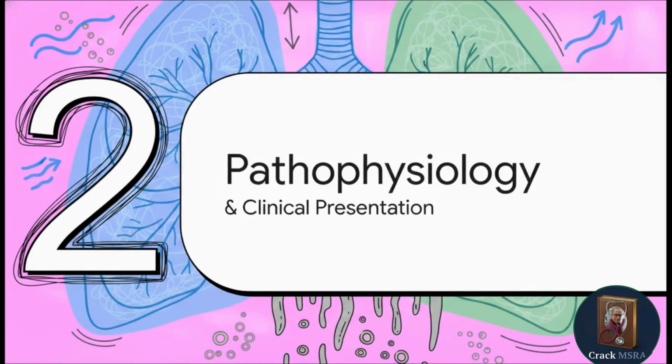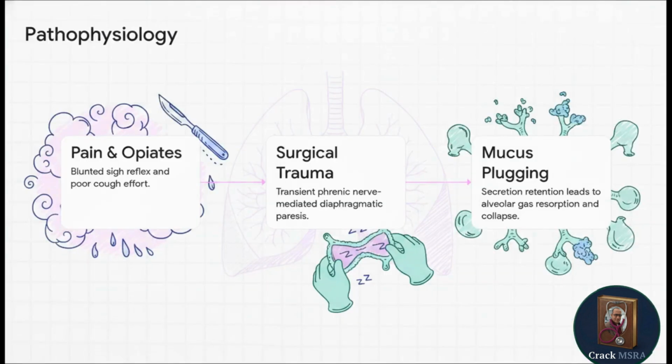Section 2. Pathophysiology and clinical presentation. Now we need to investigate exactly how this post-op complication operates beneath the surface. There's a really clear 3-step sequential cascade that leads to this alveolar collapse. Step 1 is all about the pain. Incisional pain, say from a subcostal Kocher's incision, and the heavy opiates used to treat it significantly blunt the patient's sigh reflex and result in a really poor cough effort.